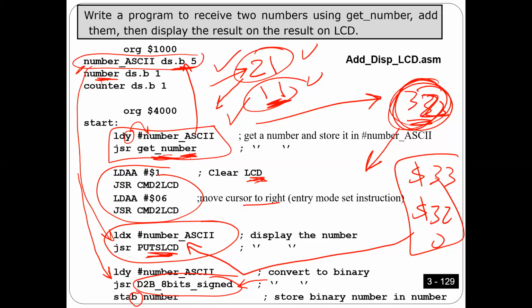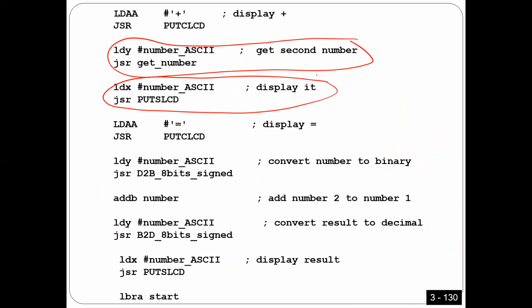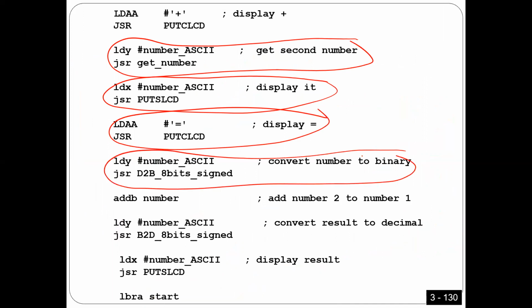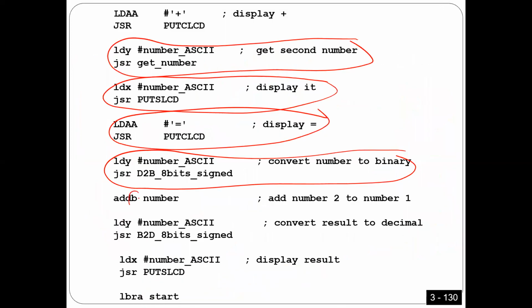I'm going to repeat the same steps again in order to get the second number. So here, guys, I'm going to get the second number. Here I'm going to display the second number, okay? Here I'm going to write equal, okay? Now the second number, I have to convert the second number to binary. Now I have two binary numbers. Remember, one binary number I stored in the location called number. This is the one I got at the beginning. Now I got another one in register B. So now I have two numbers in binary. I got two numbers from the user in ASCII. I converted them to binary. Now I have two numbers, so I can add them together. And now I have the summation in binary.